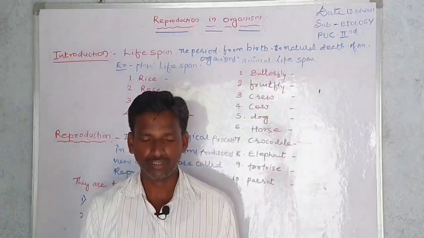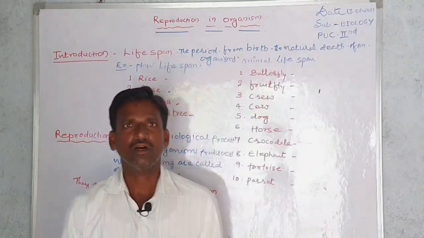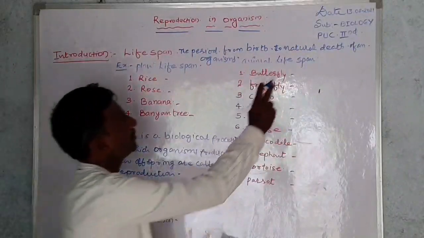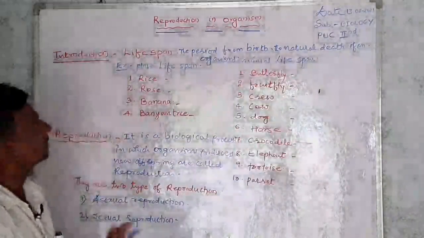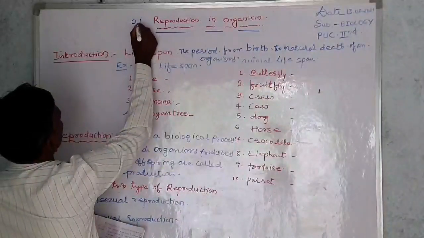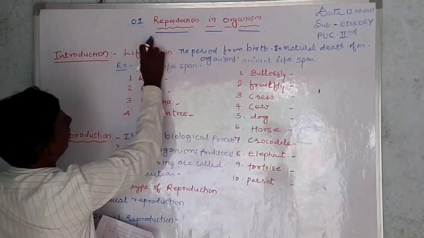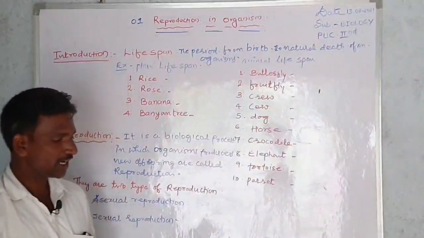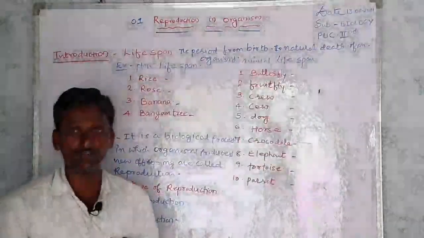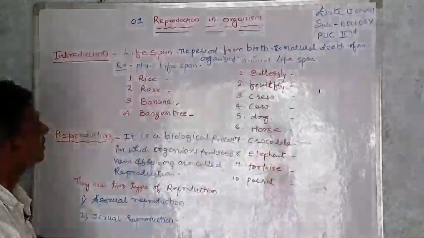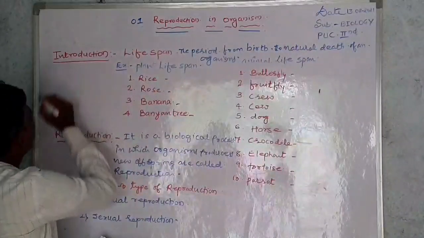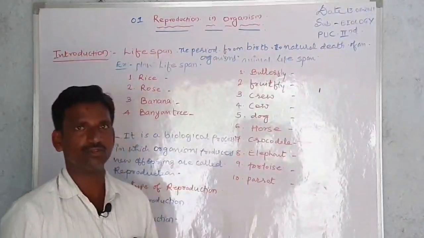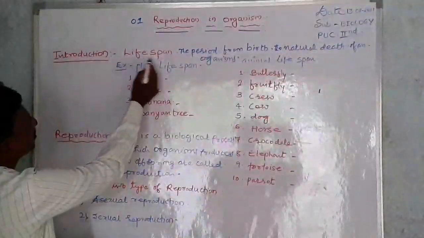Today we are going to discuss a biology subject for PUC second year. The chapter number 1 is Reproduction in Organisms. Which concepts are involved in this chapter? The first concept involved in reproduction in organisms is lifespan.